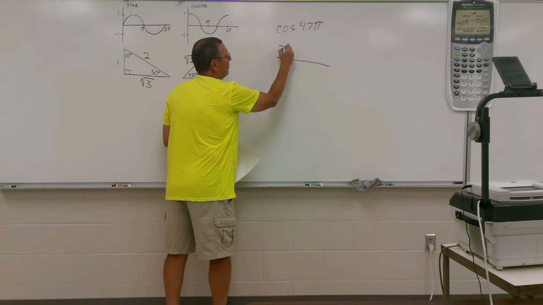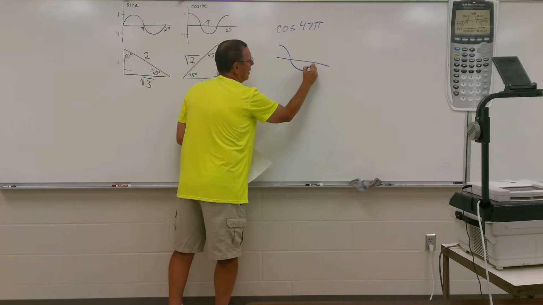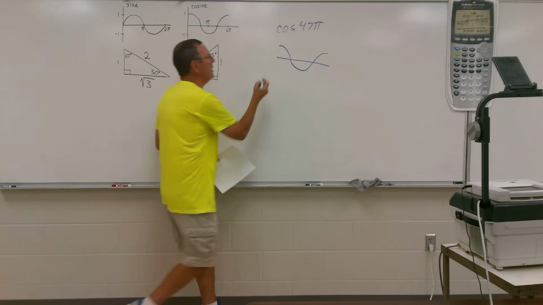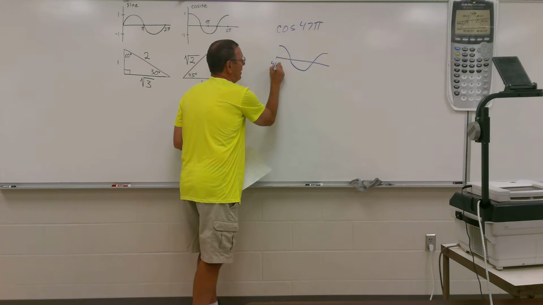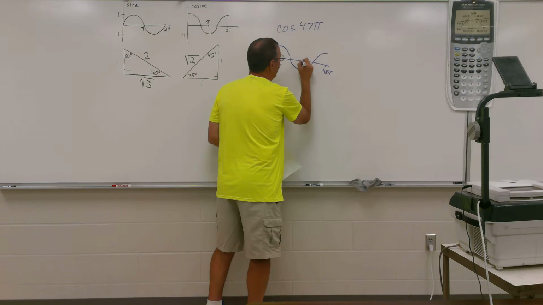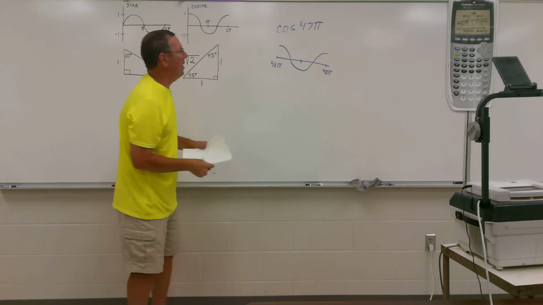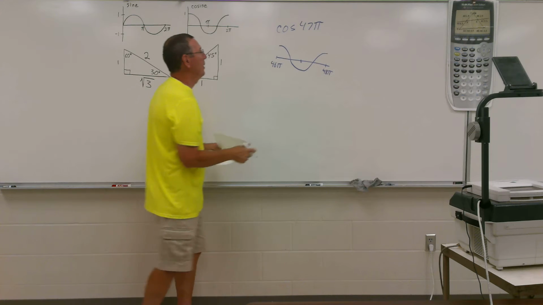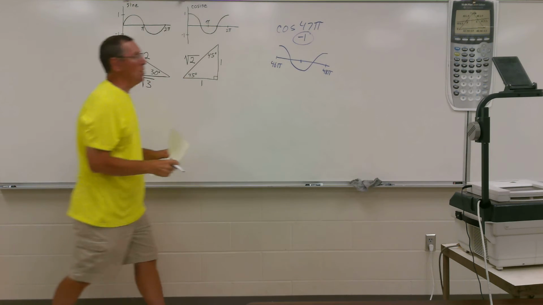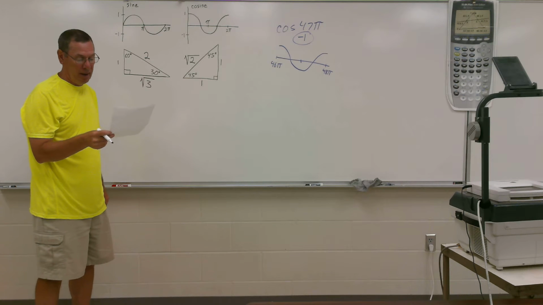The cosine curve is 1/4 of a circle, 1/2 a circle, 1/4 of a circle. If we want 47 pi, this would be my 46 pi, this would be my 48 pi. Then right in here would be my 47 pi, and that curve is down 1. My answer is -1. Okay, that's all there is to this. This is what we're doing today.